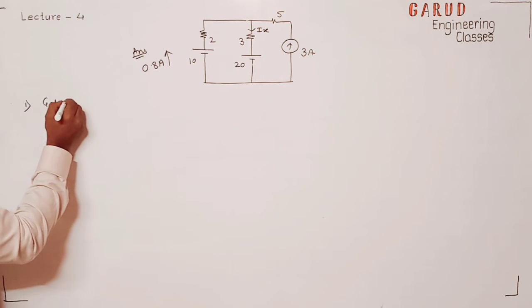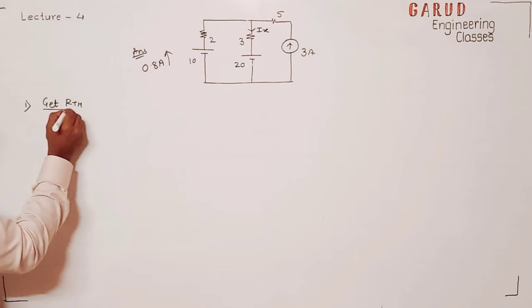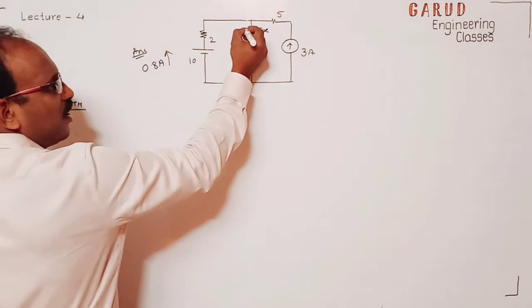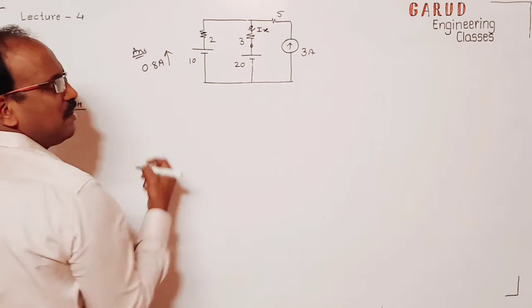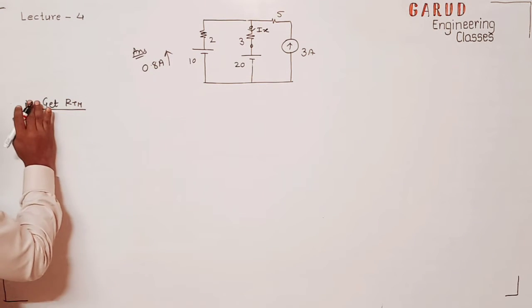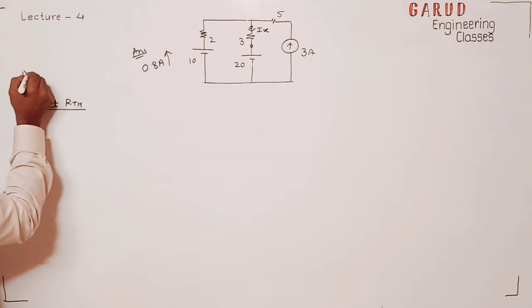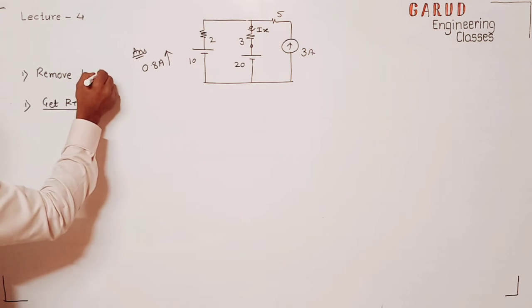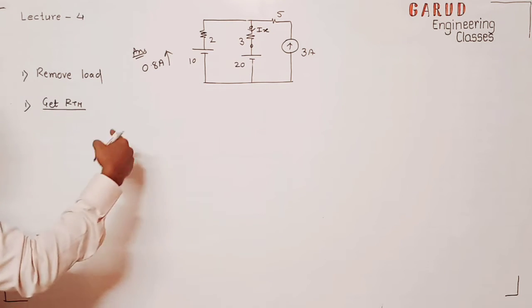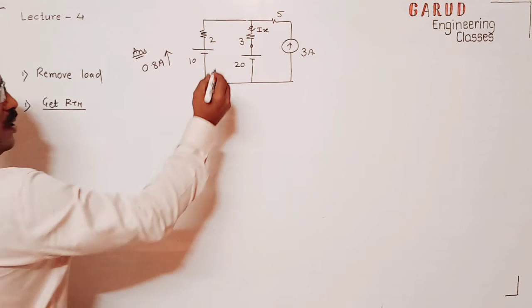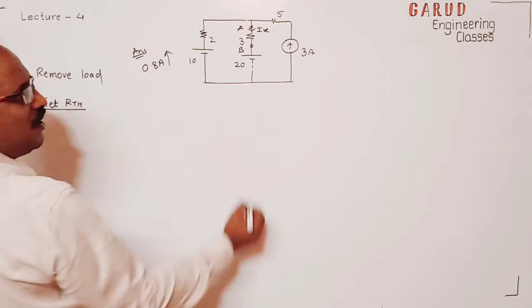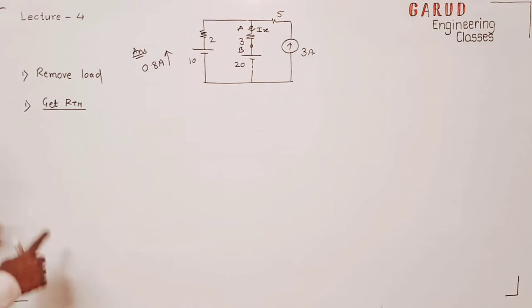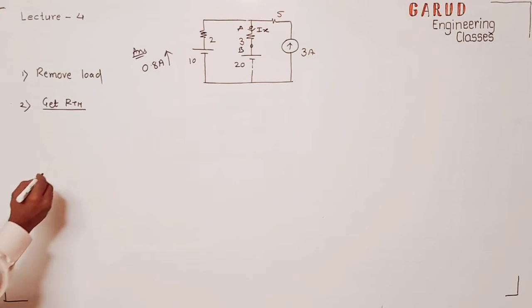So to get RTH, we have to kill all energy sources. Where you want current you want here, I mark here A, B terminals. Okay. So first thing, remove load. Henceforth, we will be removing load everywhere. So for that, we will mark here terminal A and B. Okay. So first we have to remove the load. What is load? Load is 3. So remove load. Second, get RTH.